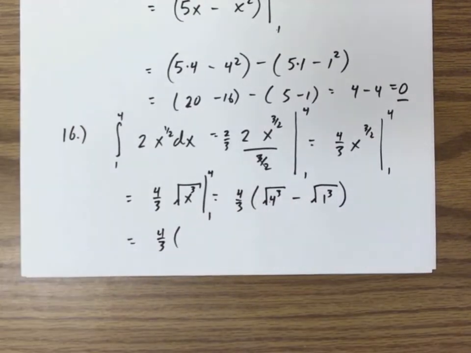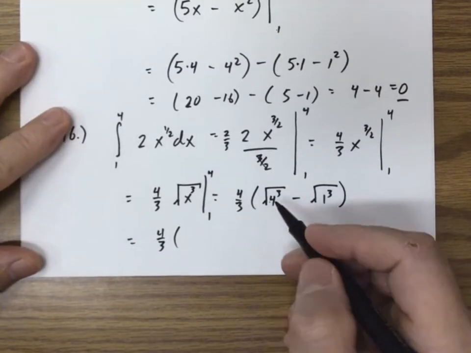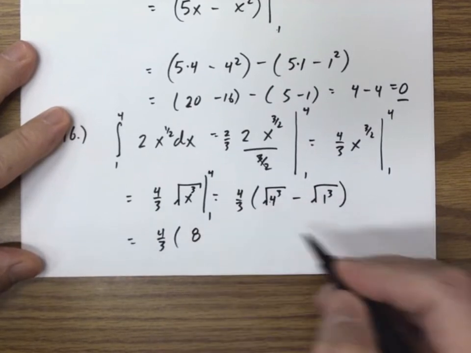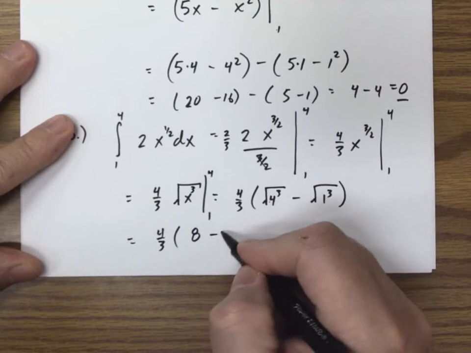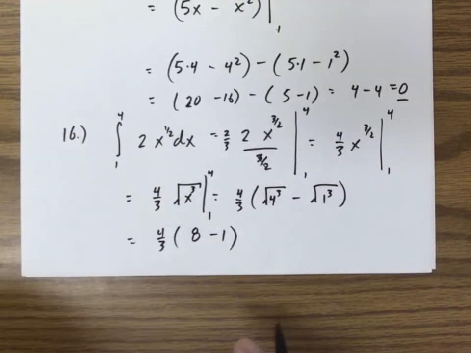4 cubed, 4 times 4 times 4. 4 times 4 is 16, times 4 is 64. What's the square root of 64? 8. 1 cubed is 1, square root of 1 is 1.